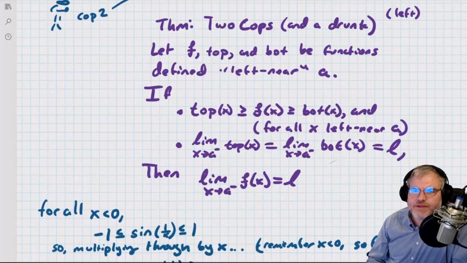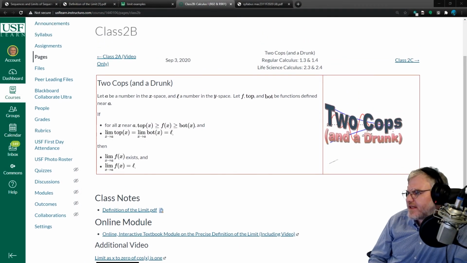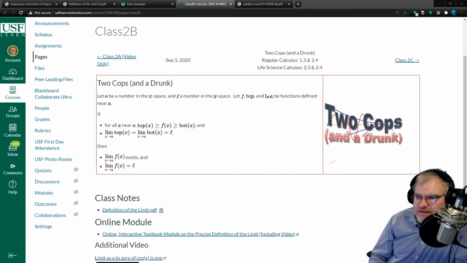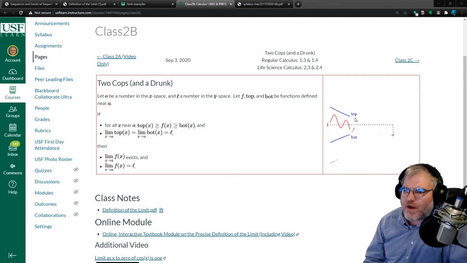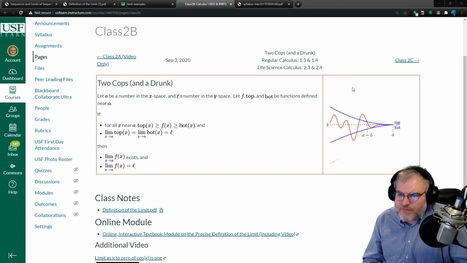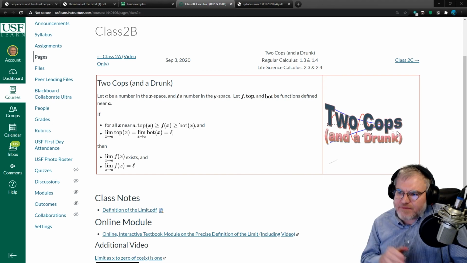So if you want the picture of it, here's the picture. This is on the screen. I think I need to fix this because this is class 2B and this should be 2A. But here's the picture, okay? So as I move in, F is trapped between top and bot after this point here. And because they're all headed toward L in the Y space, because it's trapped between them, that means F must be heading to L. So here are 2 well-behaved functions, top and bot, and F is stuck in between them. And because F is stuck in between them, after some point left near A, I go to the same spot.